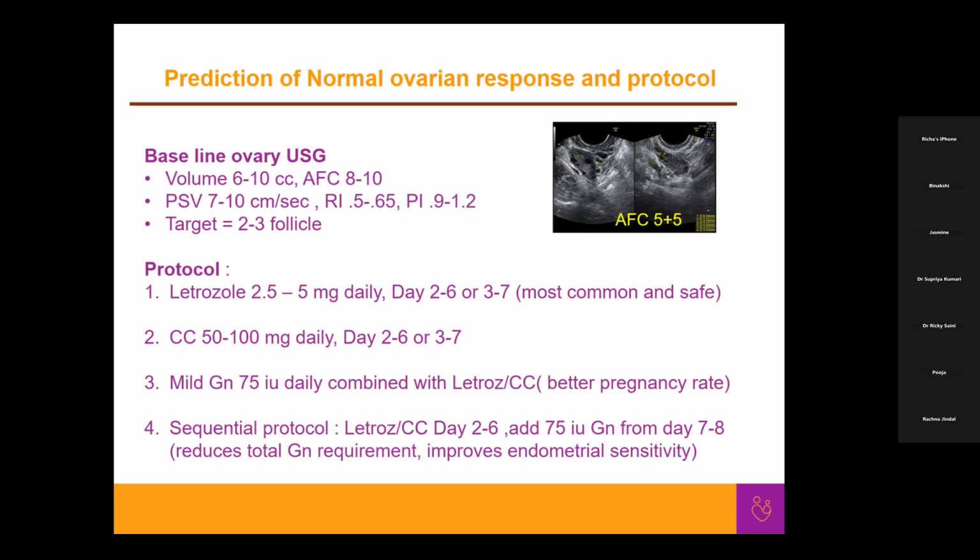Then comes a sequential protocol, where we start letrozole or clomiphene citrate from day 2 to day 6. Then we add 75 units of gonadotropin from day 7 to day 8. Here the benefit is that, because of the sequential protocol, some recruitment of the follicles occurs with the letrozole and the CC. That is how it reduces the total gonadotropin consumption, and it improves the endometrial sensitivity also. So these are all the protocols for normal ovarian responders.